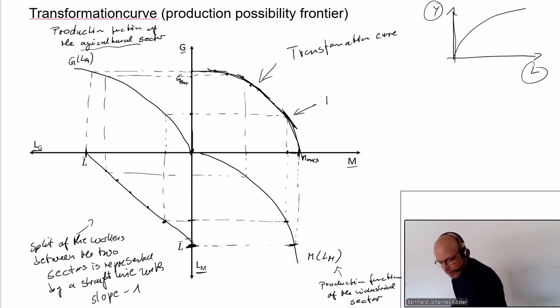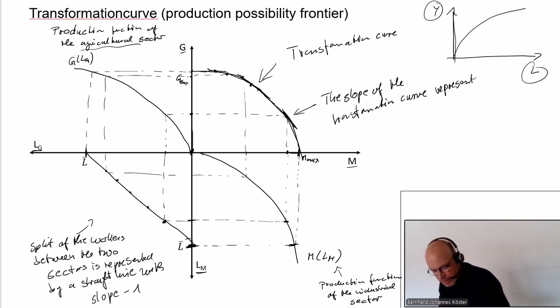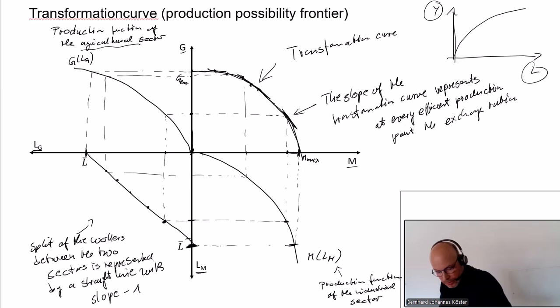So the slope of the transformation curve represents at every efficient production point the exchange ratio, in brackets opportunity costs, of the two goods.